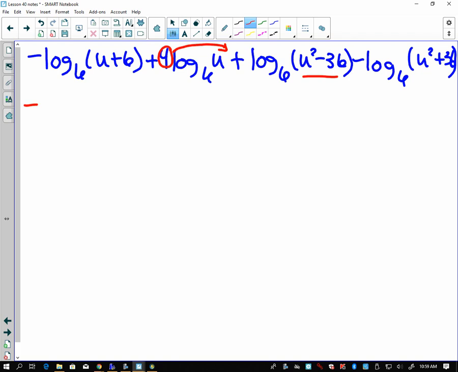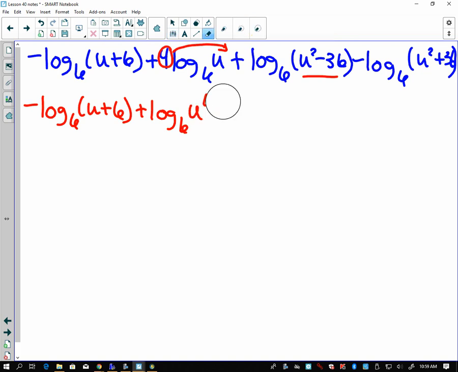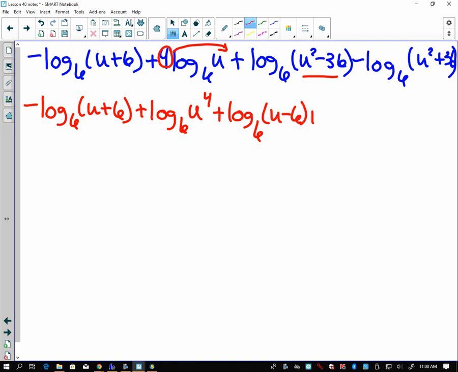So as I rewrite this, let's see if I got this right. Our next step is negative log base 6 of u plus 6. We still have u plus 6, so nothing has changed there. This becomes log base 6 of u to the 4th, plus log base 6 of u minus 6, plus log base 6 of u plus 6.